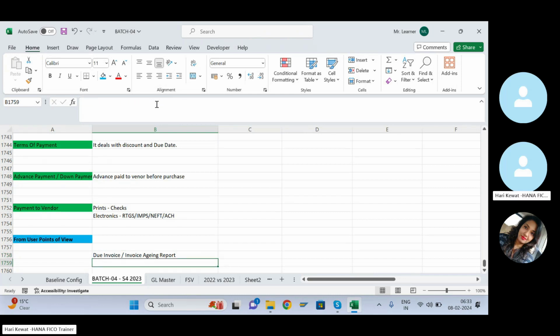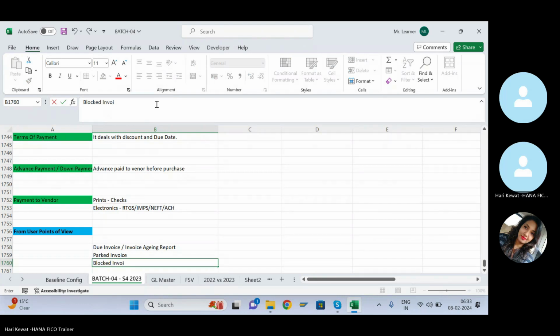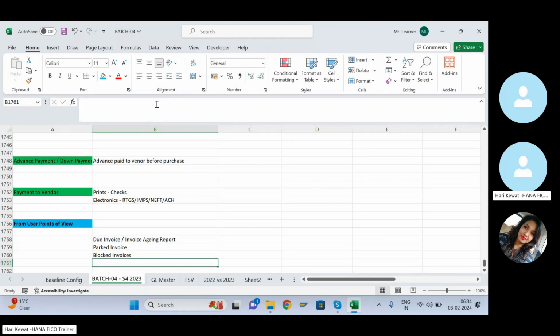Then there is something called a parked invoice. I have already told you about parking the invoice. So he has to also know how many invoices are parked. He has to review, or his manager should review, and then they have to do the posting. This is also his point of concern from the user point of view. Then blocked invoices. How many invoices are blocked? He has to also think about the blocked invoices.